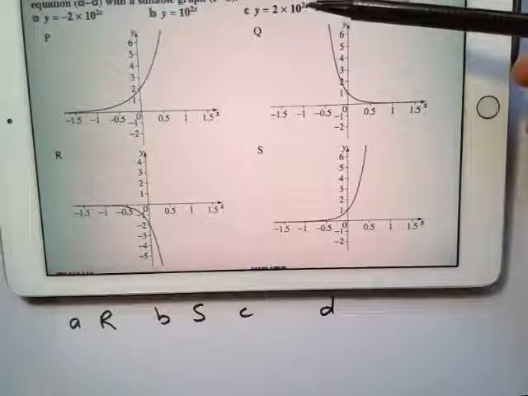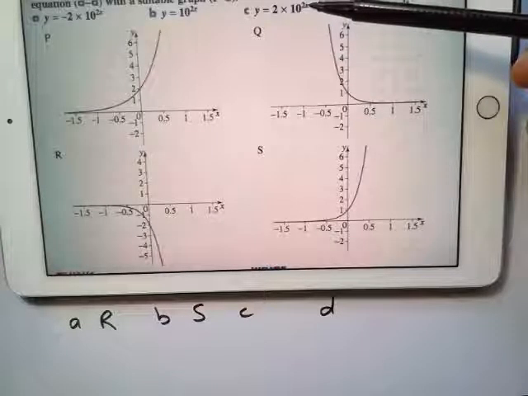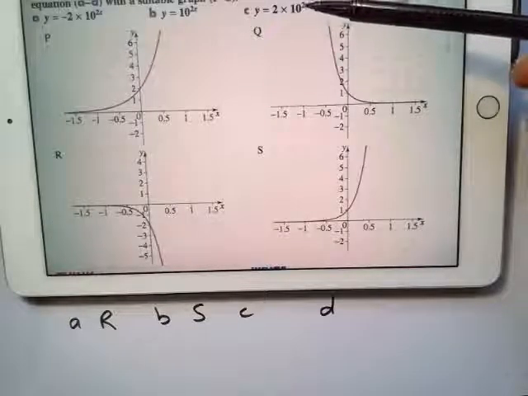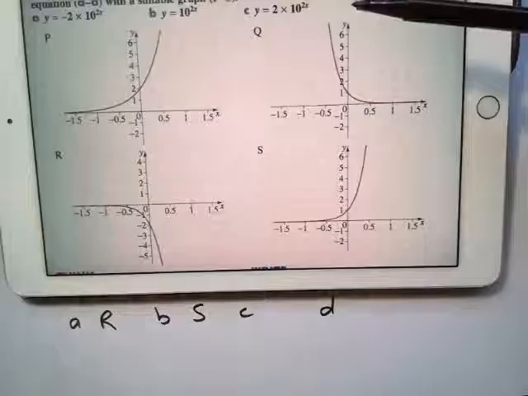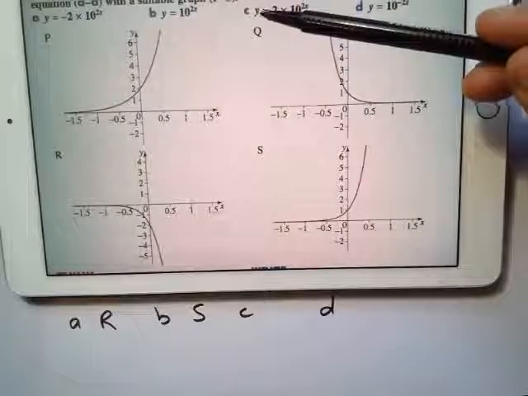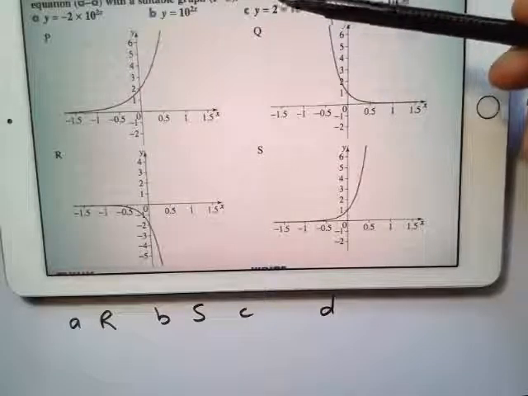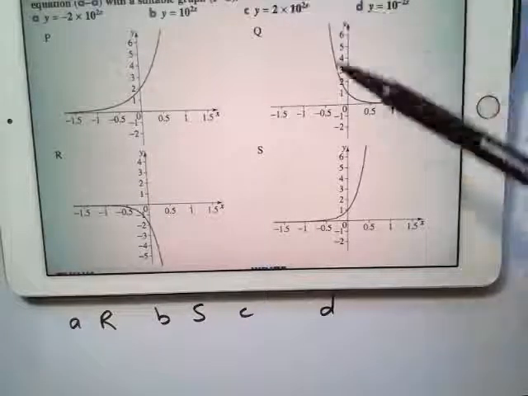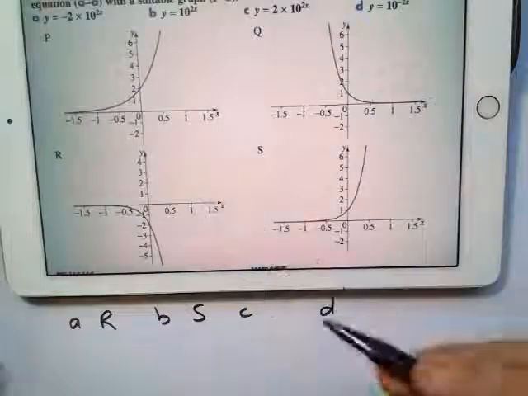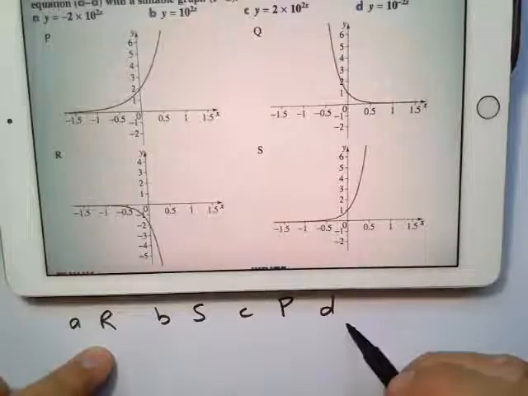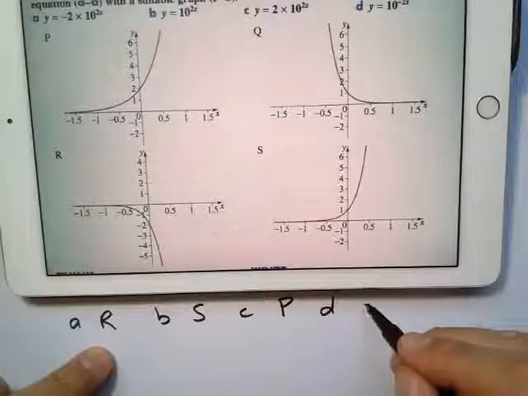Now, when x is 1, 2 times 1 is 2, 10 to the power 2 is 100. No, I want to find my y-intercept. Y-intercept is where x is 0. If x is 0, 2 times 0 is 0, 10 to the power 0 is 1, 1 times 2 is 2, so my y-intercept is 2. The only y-intercept 2 is P, and then the only one remaining must be Q.